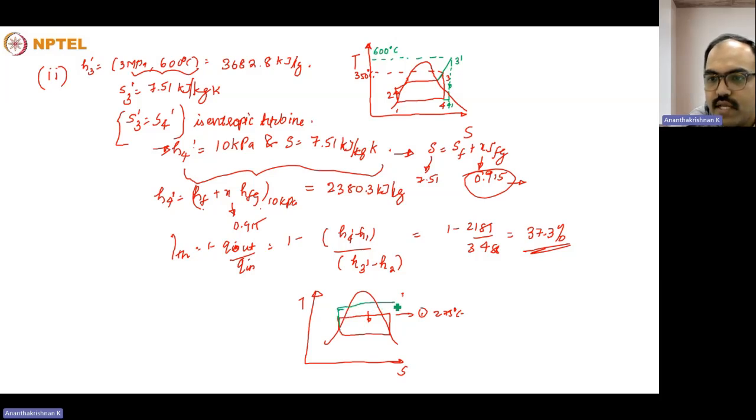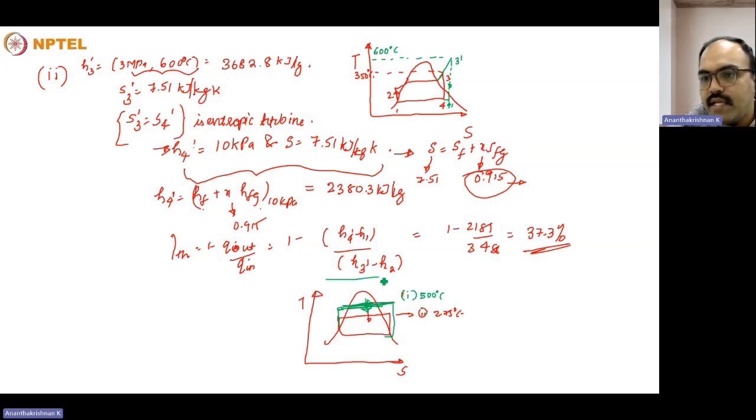So corresponding to, say, 600 degrees Celsius, maybe the average temperature of heat addition, or the average temperature in the boiler, was, say, 500 degrees Celsius. It's an approximation. It's not quantitative. It's a slightly qualitative explanation that I'm trying to give here. So basically the temperature of the heat addition increases in these two processes.